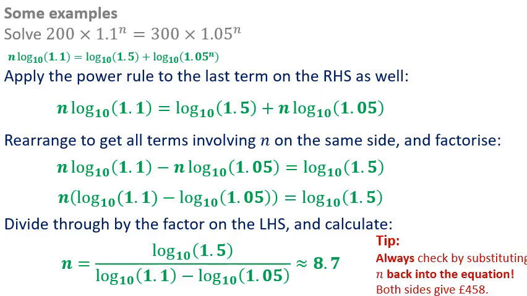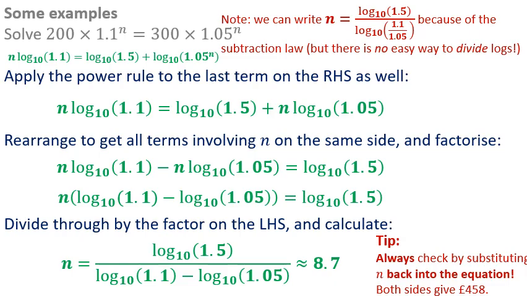At the end, you should always check your value. Go back to the original equation and substitute 8.7 in and see what happens. In this case, you should get, I think, £458. It will take approximately 8.7 years before these two accounts have the same amount of money in them, and at that point they will both have £458 in them. The £200 account has been increasing by 10% for nearly 9 years, and the £300 account has been increasing by 5% for nearly 9 years, and at that moment, that's when they have the same amount of money.